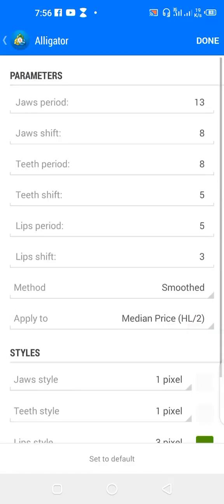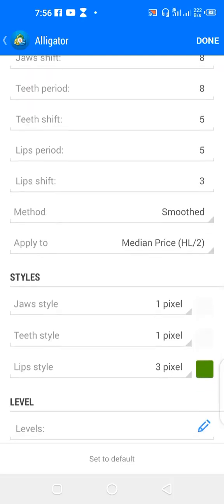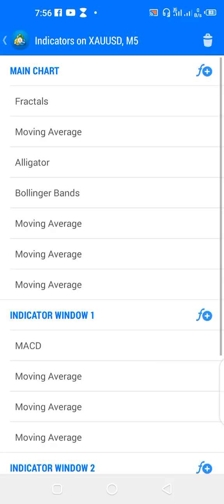I have alligator, jaws period is 13, shift 8, teeth period is 8, teeth shift is 5, lips period is 5, lips shift is 3, method is smoothed, applied to median price HL over 2, and the lip style color is green. Okay, that's for the alligator.